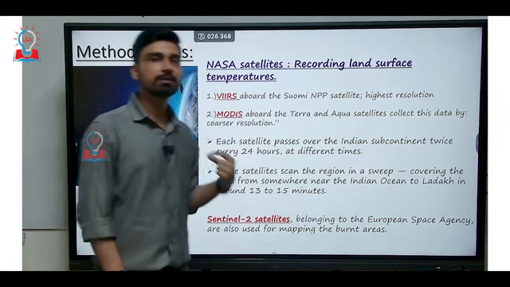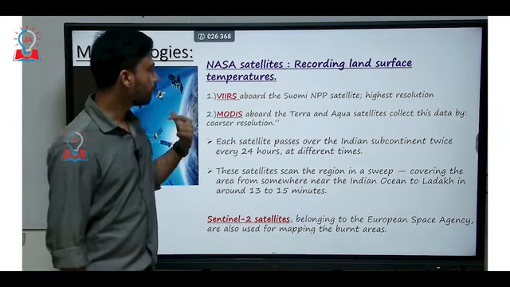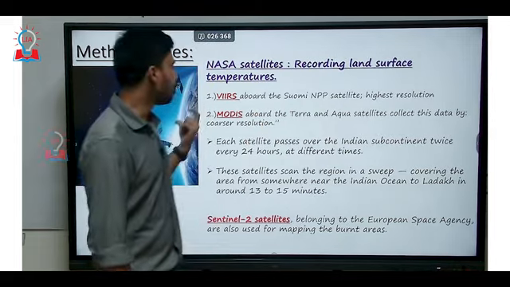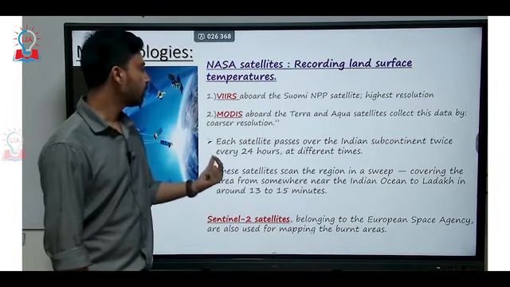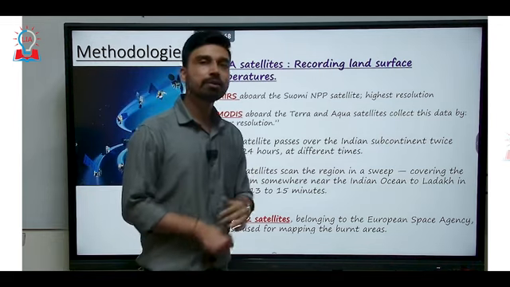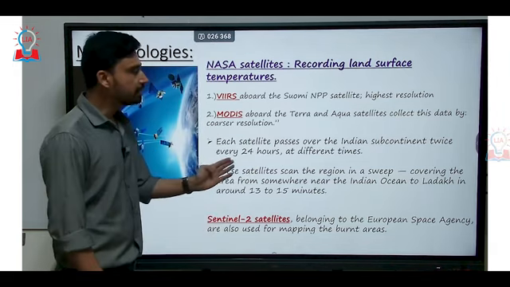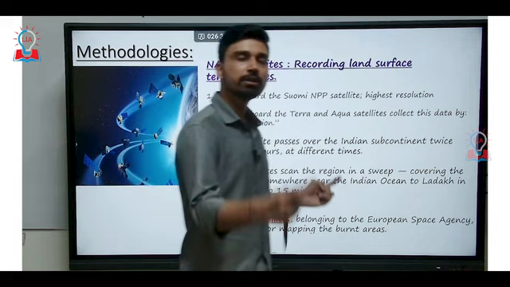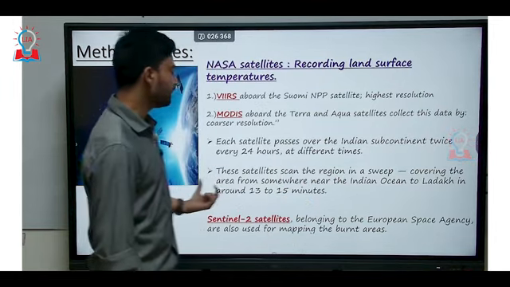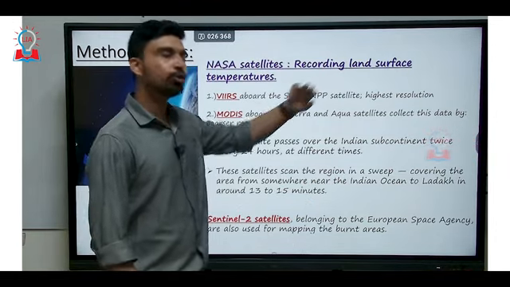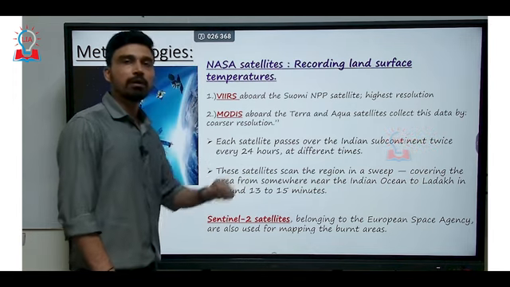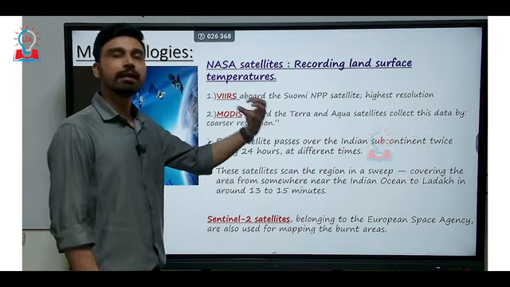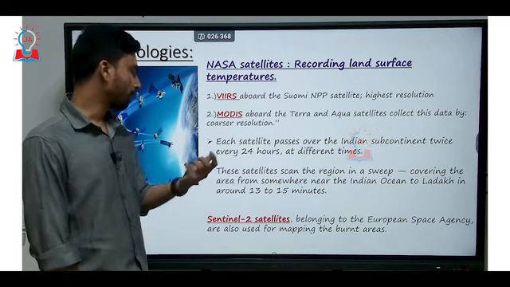Here the resolution becomes slightly coarser in nature. By using the VIIRS and MODIS instruments, each satellite passes over the Indian subcontinent twice every 24 hours at different times. These satellites scan the region in a single sweep, covering the area from somewhere near the Indian Ocean to Ladakh in around 13 to 15 minutes. The data released by the satellites is then used for understanding the farm fire incidents.